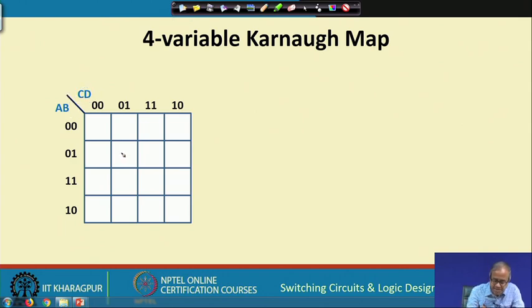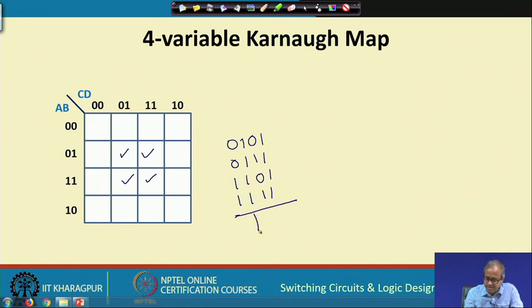The same thing you can extend to a cube of size 4. Let us consider these 4. These 4 correspond to, I am just writing down the binary, 0 1 0 1, then 0 1 1 1, then 1 1 0 1, and 1 1 1 1. So, you see here the second and the fourth variables are the same, 1, but the first and the third variables, which are A and C, they are changing. So, if you form a cube out of these 4, this will correspond to B and D; the minimized form will be only B D, A and C will be cancelled out.